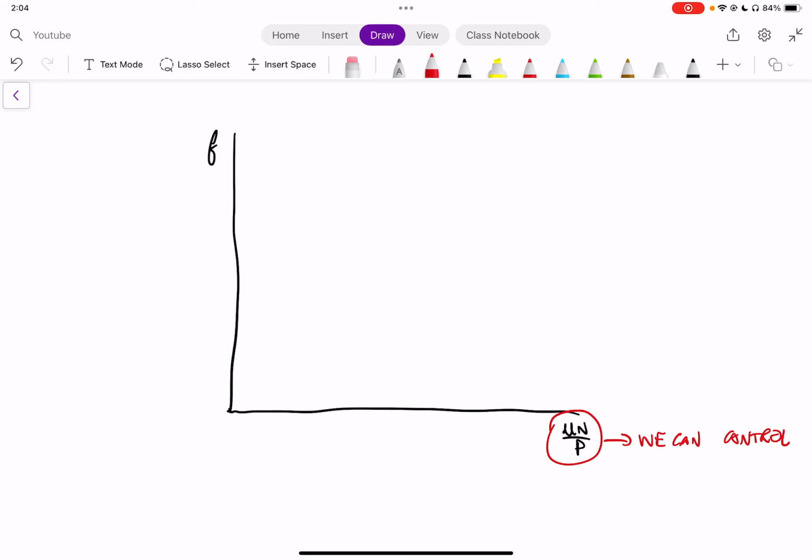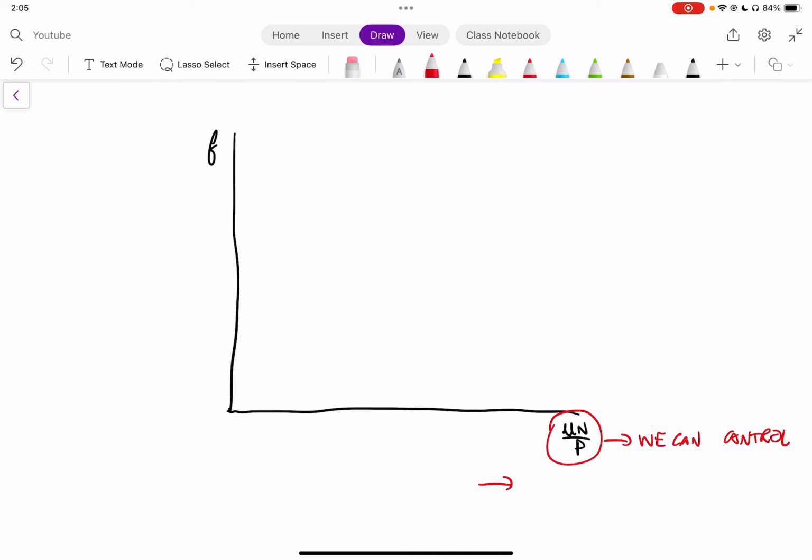Now, we also know that we can control geometry. We can control R over C as well, and R and C if we want to. But in this case, let's just take into account that R and C are going to be constant, and the only thing we can control is mu n over p. And if we draw a graph of friction versus mu n over p, as mu n over p increases, what we see is the following.